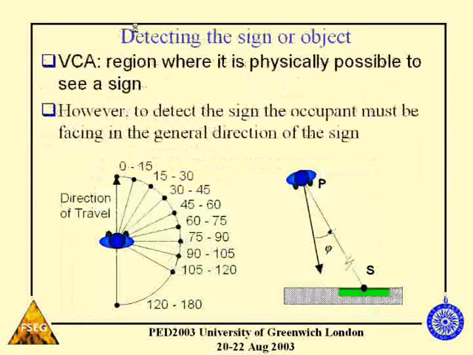The other thing that we've built into it is it's not simply if you're in the visibility catchment area and you're looking at the sign. You could be in the visibility catchment area and so it's physically possible to see the sign, but my back might be to it. And so what we've done is we've taken into account the direction vector of the person, the direction in which they're moving, to the normal vector of the sign. And we calculate the angle between them and we give a probability that you'll actually see the sign based on that angle.